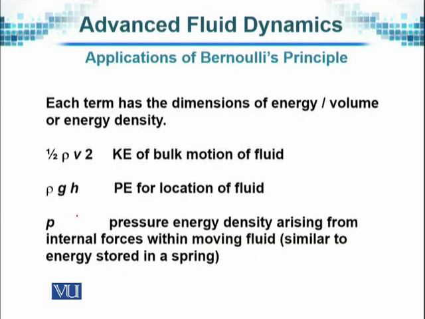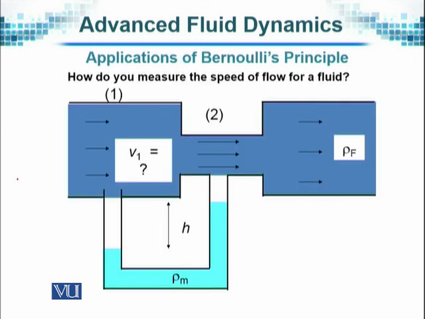The same thing is described here, that each term has the dimensions of energy per volume, or energy density. So this is kinetic energy, and this is potential energy, and P reflects the pressure energy that we have just mentioned. After going over the dimensions, which are trivial things that you may already be familiar with, we see a simple type of flow in a tube, of the Venturi tube type format.